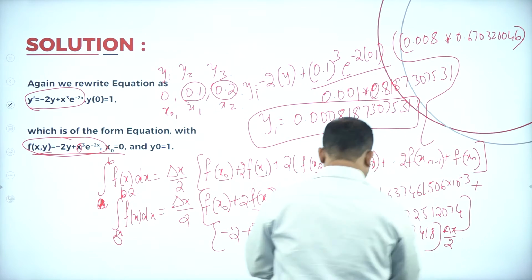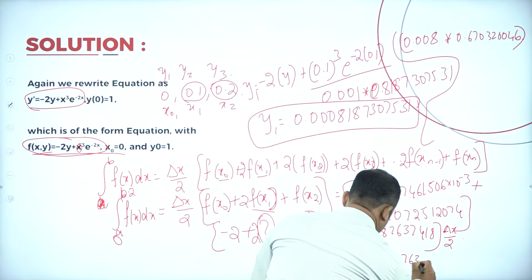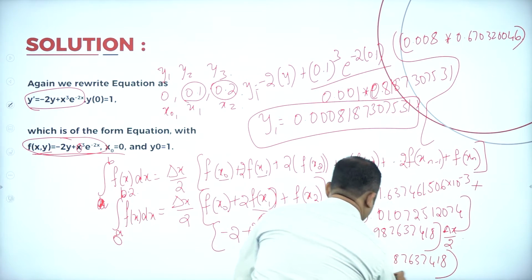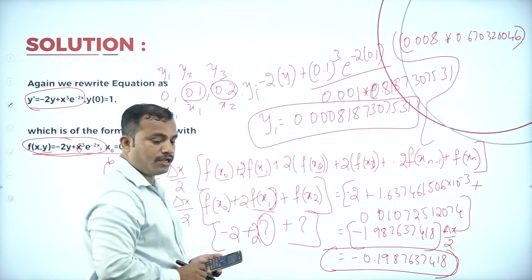That is equal to minus 0.19876374118. This is the final solution. That is by the method of trapezoidal rule.